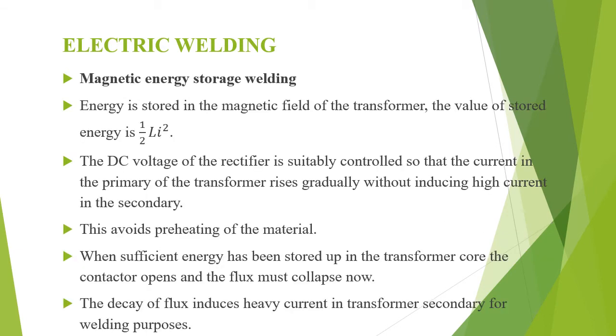Magnetic energy storage welding. The energy is stored in the magnetic field of the transformer, the value of the stored energy being half L i square. The DC voltage of the rectifier is suitably controlled so that current in the primary of the transformer rises gradually without inducing high current in the secondary. This will avoid preheating of the material. When sufficient energy is stored in the transformer core, the contactor opens and the flux collapses. The decay of flux induces heavy current in the transformer secondary for the welding purpose.